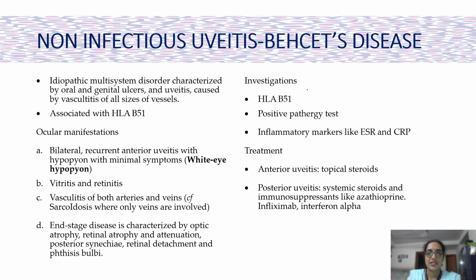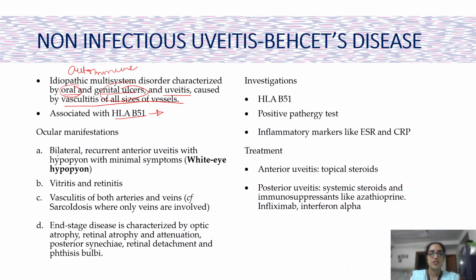Moving on to Behcet's disease. Behcet's disease is an autoimmune condition characterized by vasculitis of vessels of all sizes. So, what is the clinical triad? You get oral ulcers, genital ulcers, and uveitis. So, this history of eliciting oral and genital ulcers is extremely important in recognizing Behcet's disease. It's usually associated with HLA-B51, which can also be a test to establish the diagnosis of Behcet's disease.